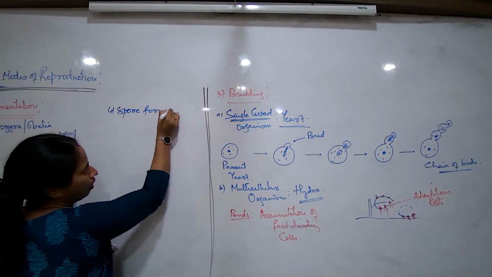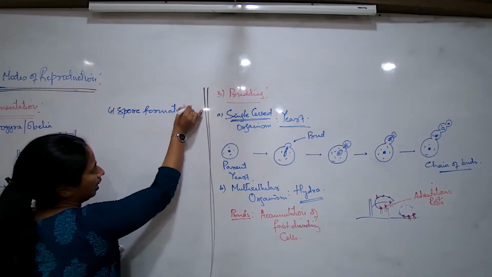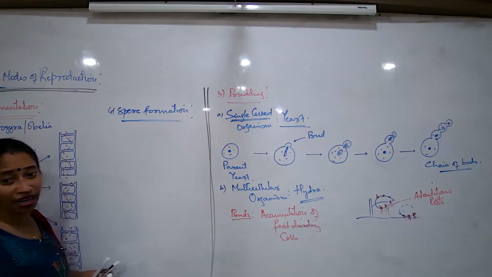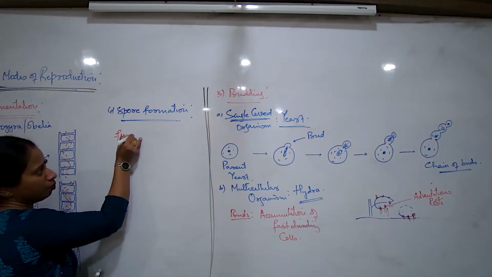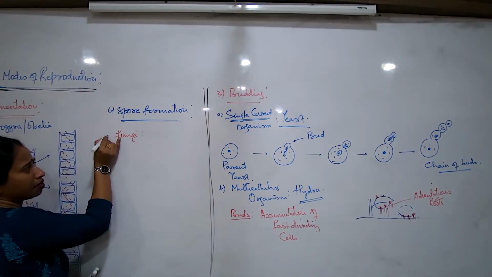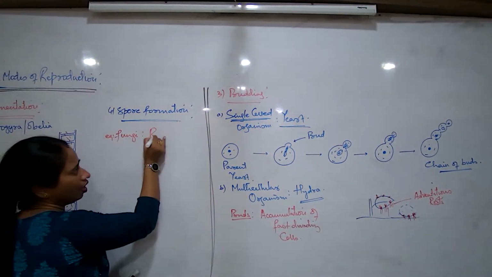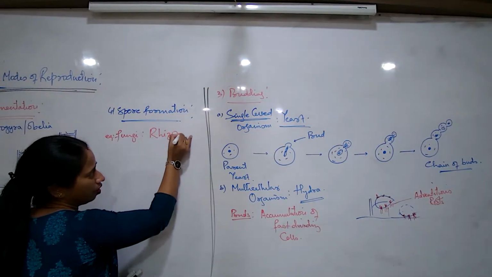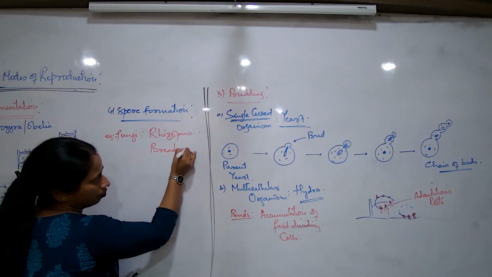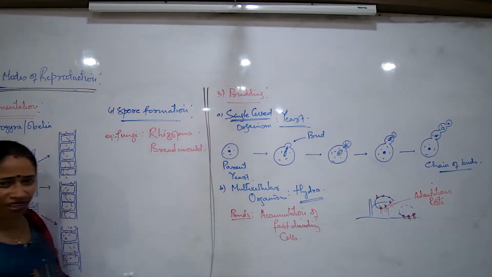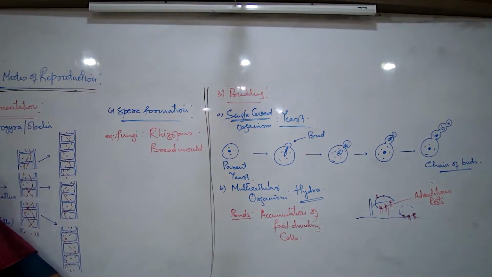Spore formation is a method which takes place in fungus, in all fungi. Name some of them. Which fungi? The rhizopus. How many of you have seen the bread mold? Bread के ऊपर mold. How many of you have seen? देखा कभी? Bread के ऊपर mold.